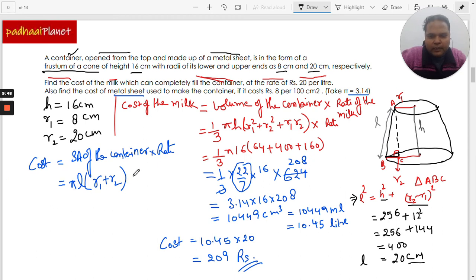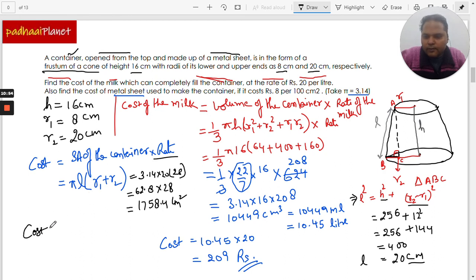Now let's put this value of L here, and 3.14 will be the value of pi multiplied by 20, and R1 plus R2, that makes it 28, right? So this is 62.8, right, and multiplied by 28. So we will have to again take the help of the calculator. So that's 62.8 multiplied by 28. So that's like 1758.4 square centimeter. So that's the surface area.